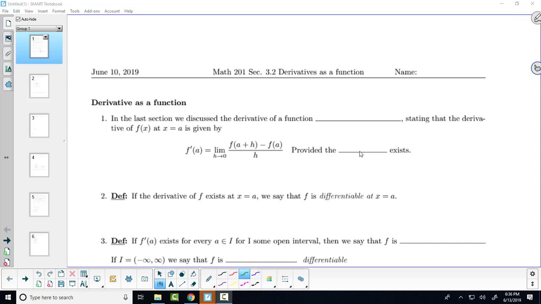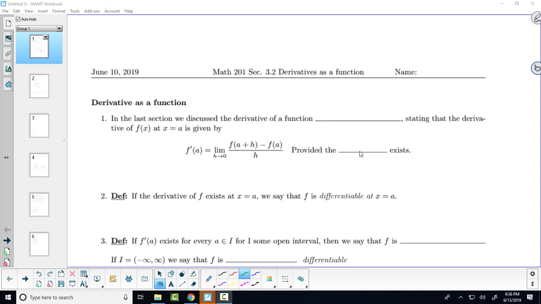So in math, a lot of times you start off by defining things at a point. We talked about what it meant to be continuous at a point, and then we talked about what it meant to be a continuous function. In the last section, we talked about how you find the derivative of a function at a point. Now we're going to talk about how you find the derivative of a function, which is going to be itself a brand new function.